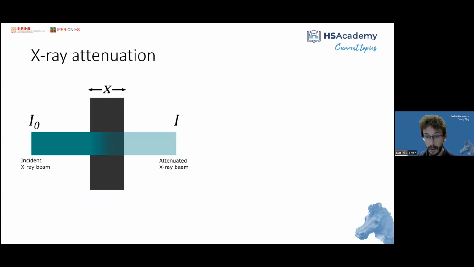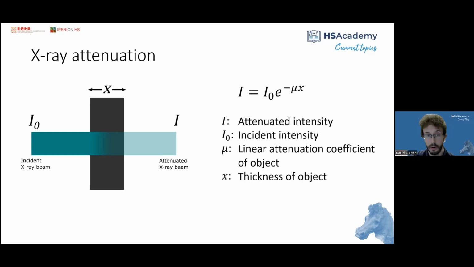Just to give a little bit of background on how X-rays actually work, I wanted to talk very briefly about X-ray attenuation, which is the process by which the intensity of an X-ray beam is reduced as it passes through an object. What we have here in the figure is an X-ray beam with an intensity of I0 passing through a material with a thickness of X. And this material will have a property called an attenuation coefficient, which is related to its density and the different atoms inside the material.